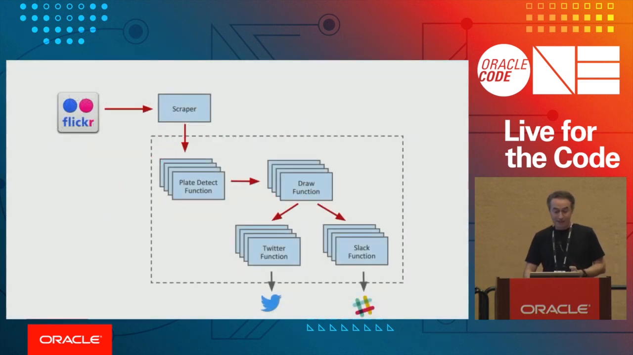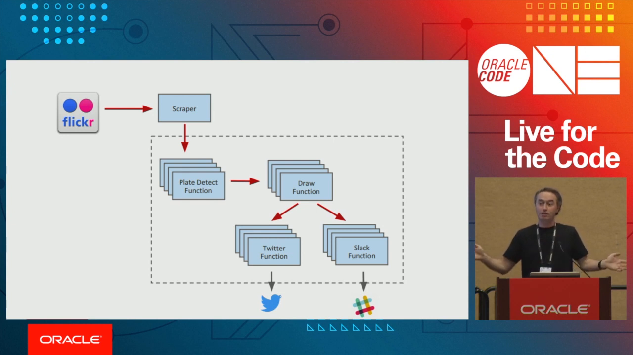So what that looks like is, here's my example from Vista. I have a scraper function that goes to Flickr and grabs some images. It's going to spawn a whole bunch of functions. For every image we get, we're going to go looking for the license plate. Then for each of those, I want to draw on where the license plate is, assuming it's found, and then I want to blog about it, I want to post about it. So that's my algorithm.